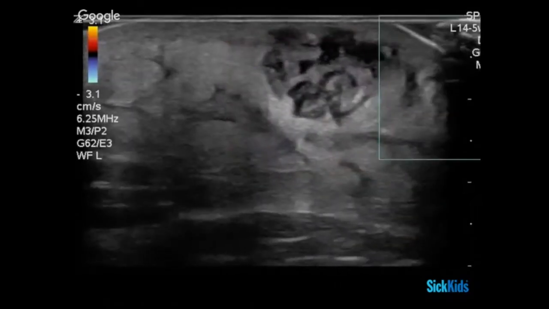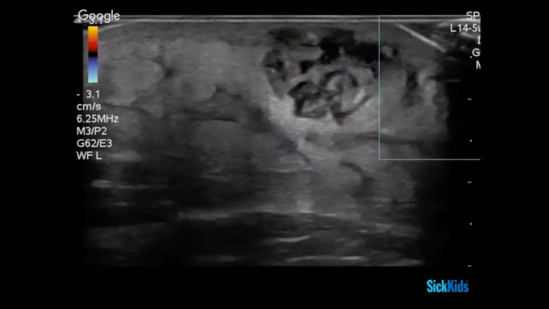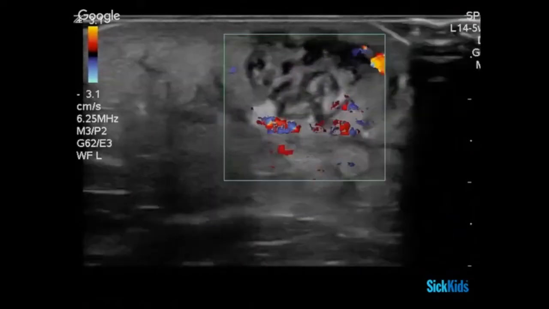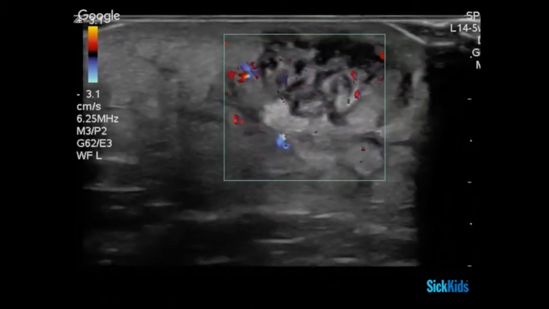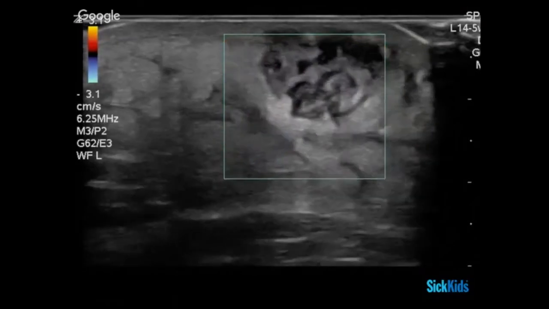So we put flow on, and in this one, there is no flow inside of it. So you know this is not a lymph node, because sometimes it can actually be lymph nodes that are just infected instead. So you want to make sure you put flow on and there's no internal flow within, and there are no vessels around it that you're going to cut into.